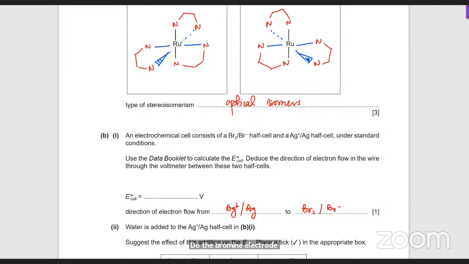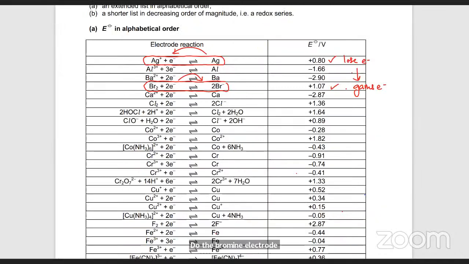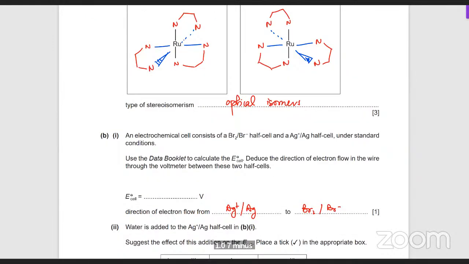And what is the potential difference? Calculate the potential difference. It's higher potential, reduction potential minus oxidation potential, 1.07 minus 0.8. So 0.27 will come. Okay?